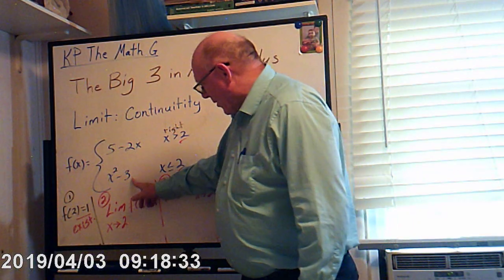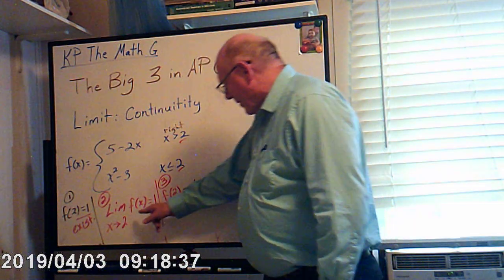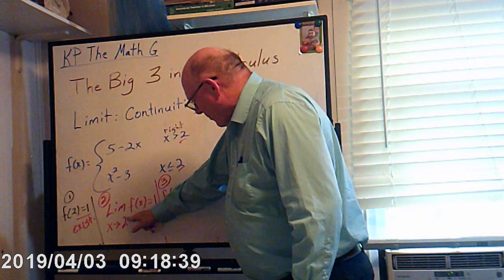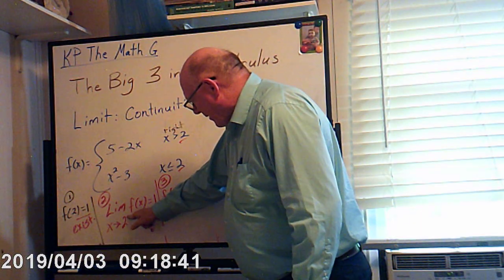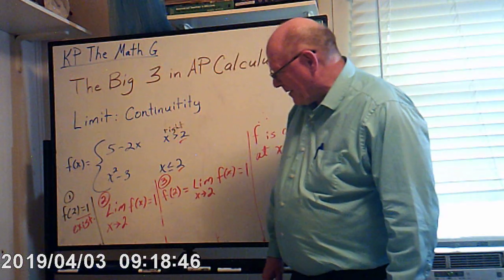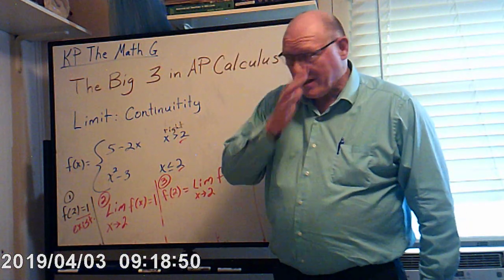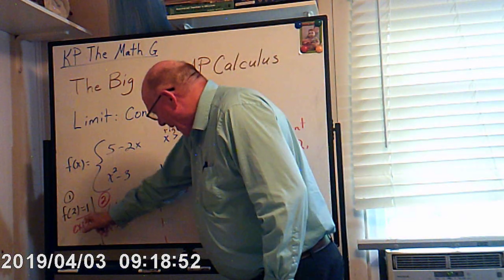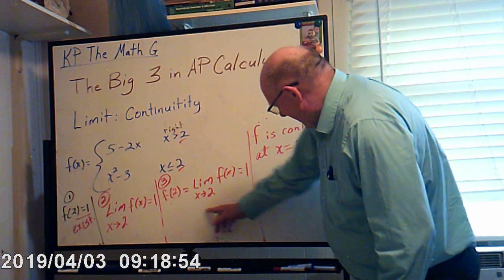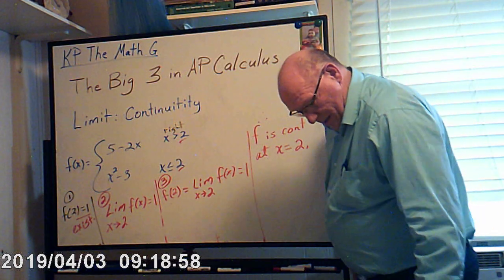The answer was 1. The limit from the left equals the limit on the right. Notice I don't have a plus or a negative sign here. I just say, well, the limit as x approaches 2 is equal to 1. Notice that. Match, match. This is true. f is continuous at x equals 2.